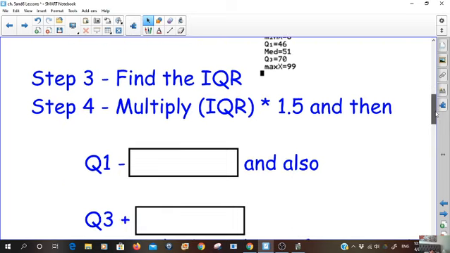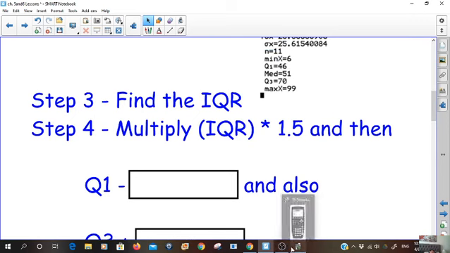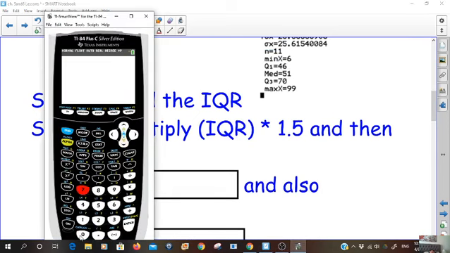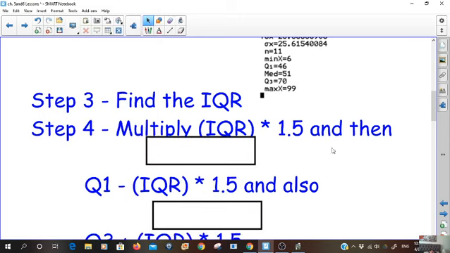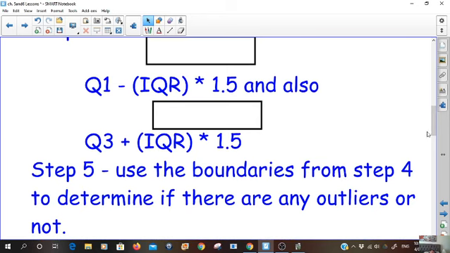Okay? So did you get your answer ready? Did you do 70 minus 46? And when you did that, did you get an IQR of 24? Good. Did you times it by 1.5? Good. So then did you add it to Q3 and subtract it from Q1? So 70 plus the IQR times 1.5 is 106. And then Q1, which is 46, minus 36 is 10. So our lower boundary is 10, and our upper boundary is 106.